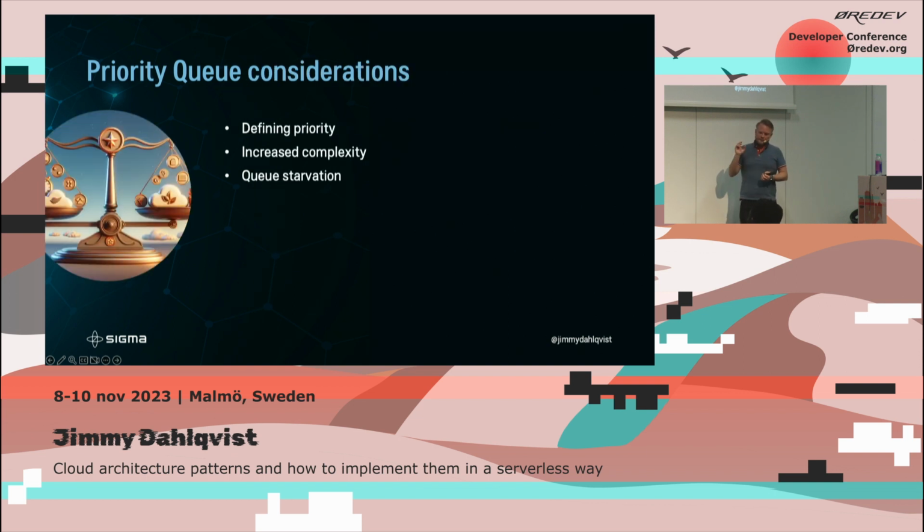The considerations, of course, is how do we define a priority? Not everything can be high priority, so what is a high priority message, what's a low priority, what's a medium priority? We need to define the priority of the messages. And there is, of course, a risk about queue starvation. If we don't have the proper definitions for high priority, we can starve the low priority queue because those messages never get processed.